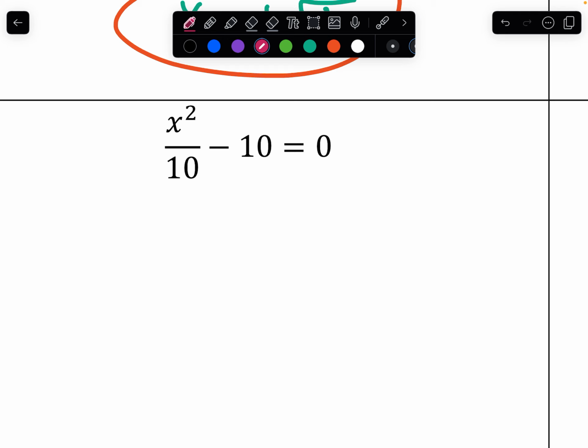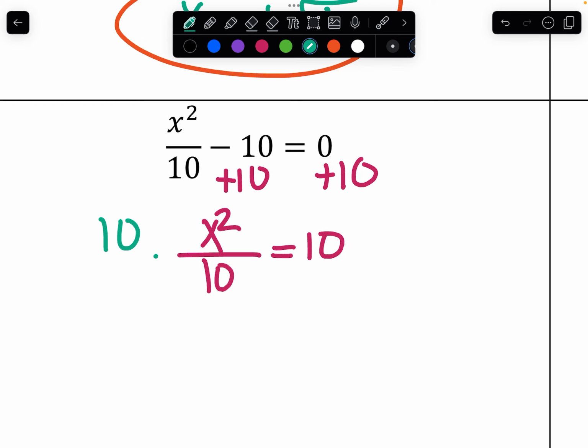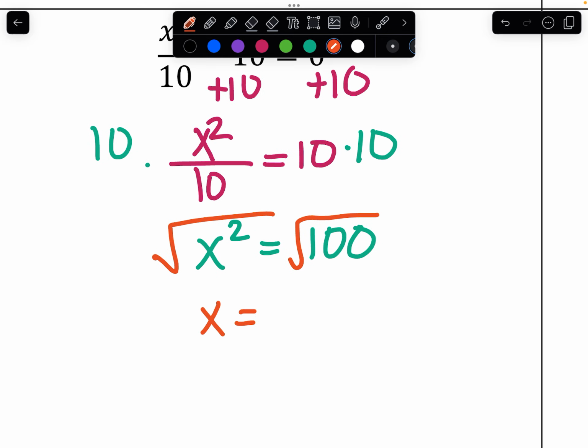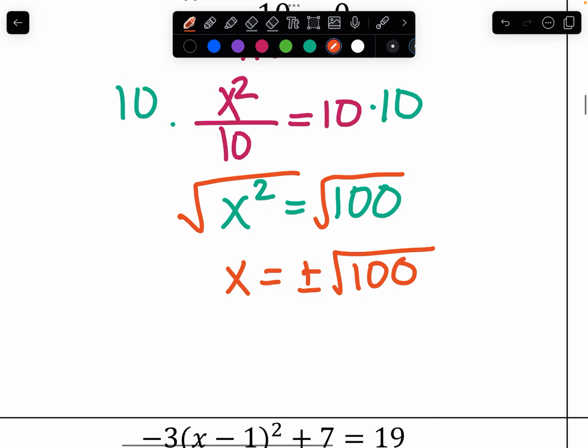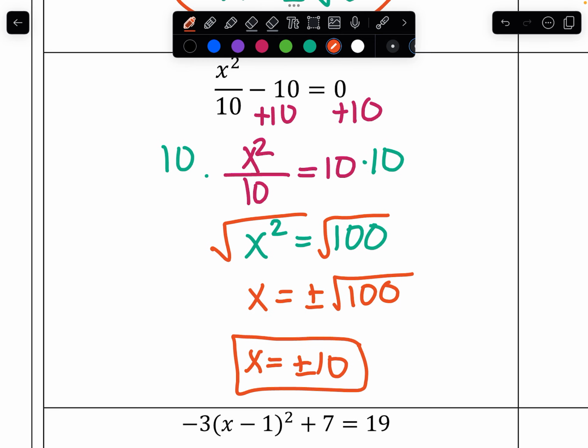So for this one, we could solve by clearing fractions, but the fraction is also just attached to our variable. So instead, what we can do is add 10 to both sides, and then multiply both sides by 10 to get x squared equals 100. And so now that our variable is isolated, I'm going to take the square root of both sides to get x equals plus or minus the square root of 100. Well, 100 is a perfect square, and so we get x equals plus or minus 10. And you don't have to split that answer into 10 and -10. You can leave it like that.